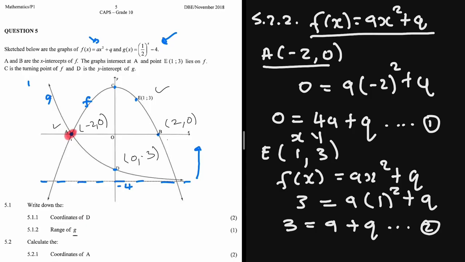So if we look at equation number 1 here and equation number 2, we can actually use an elimination method. But remember now, if you solve for simultaneous, you are not bound to use elimination method. You can also use a substitution method.